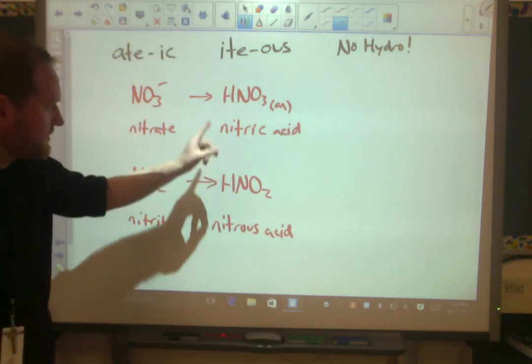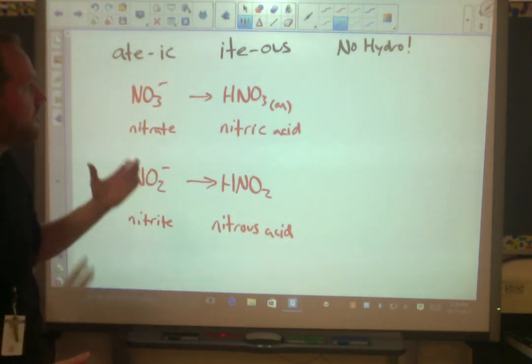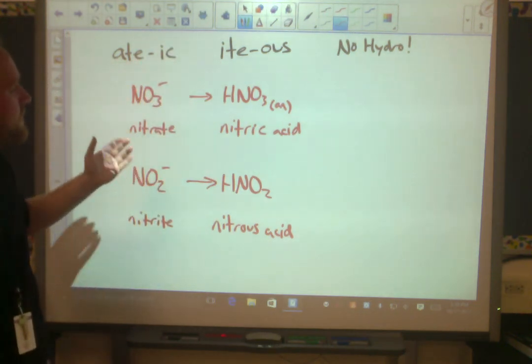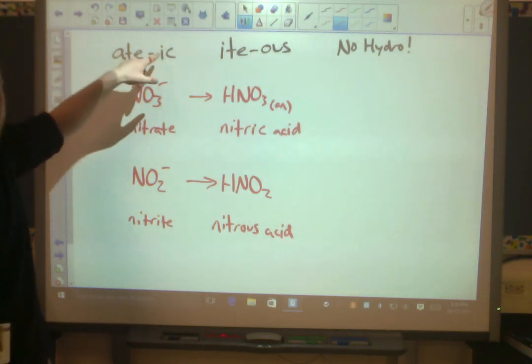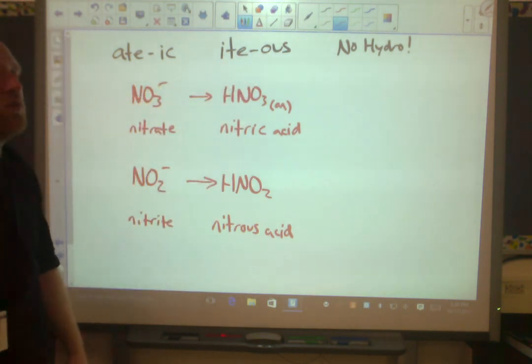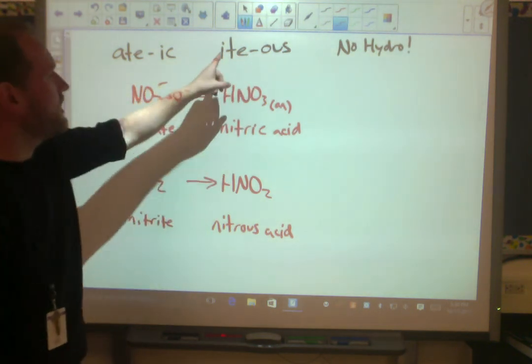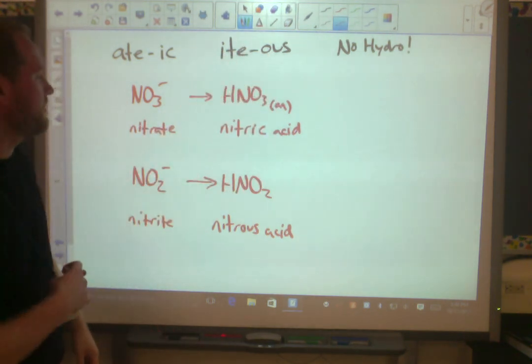Okay, so that's nitrous acid, nitric acid. Ate-ic, ite-ous. A couple little sayings we use to memorize these: "I ate too much, I feel icky," or "I feel sick." For ite, ous, there were a couple good ones. Oh, a snake bite is dangerous. There's a couple others you can come up with.